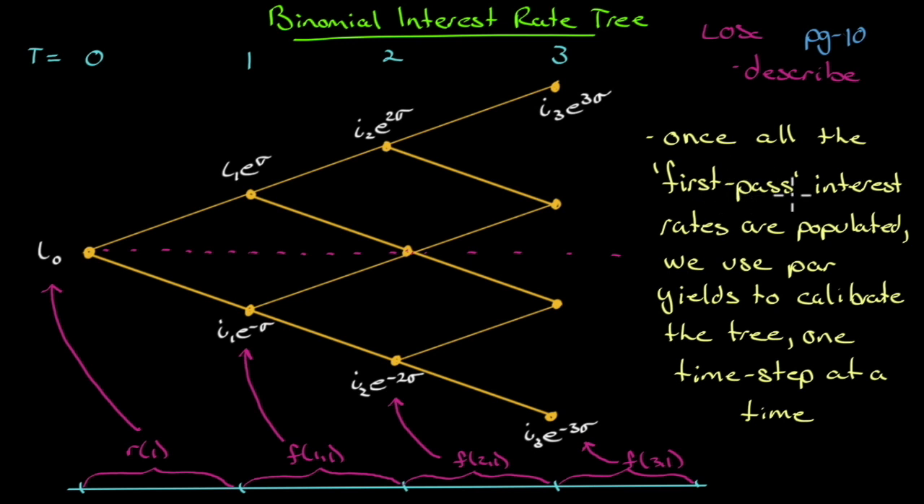Once all the first past interest rates are populated, we don't do it all first. We do the first branching and calibrate it. Once we're there, we do the next branching and calibrate it. Once we have that solid, we do the next. Before we move on, these rates will be rock solid, absolutely perfect. Then we'll move on to this one and get that perfect, then this one. It says here we use par yields to calibrate the tree 1 time step at a time.